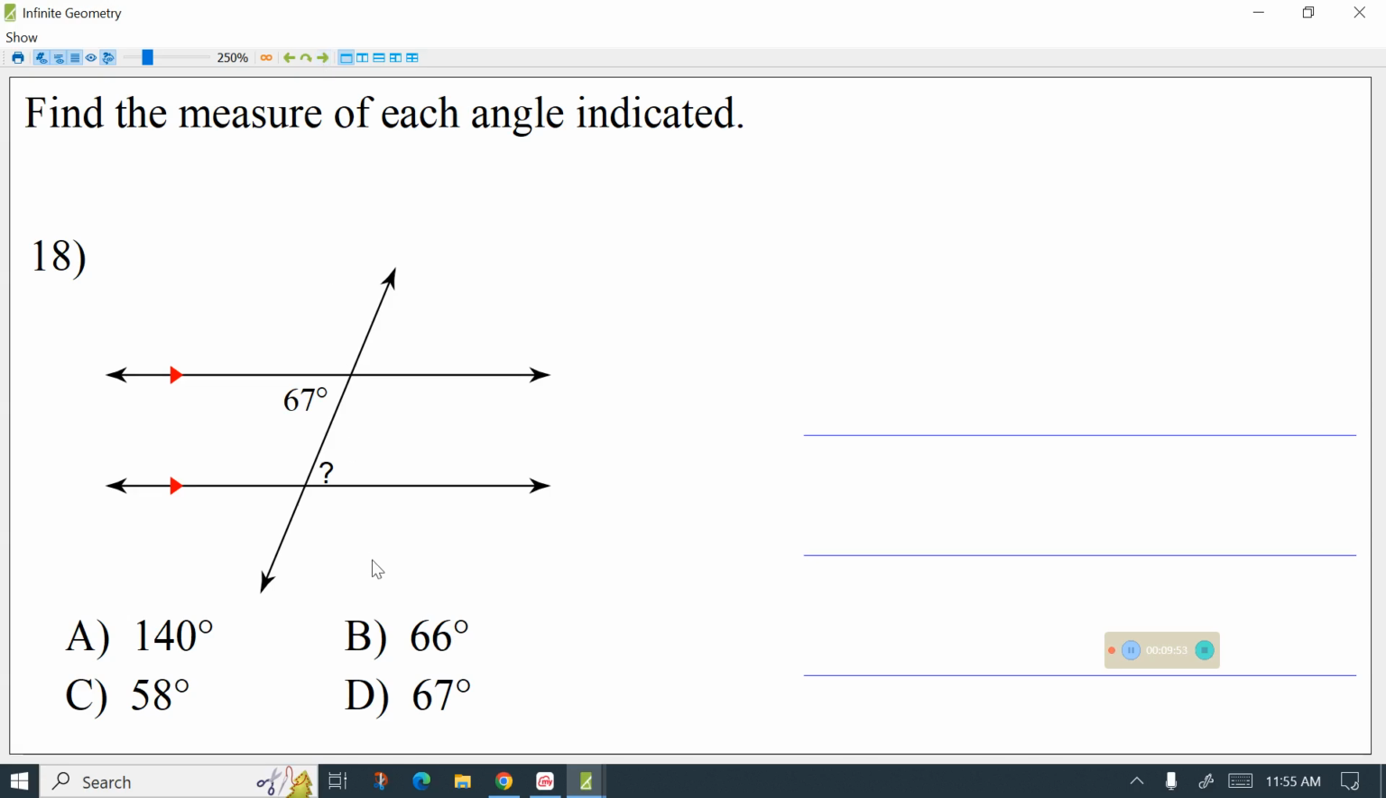Okay, now 18, these are alternate interior angles. So you should be able to walk up to this problem and know after about maybe 30 seconds at most that this is 67, that those have to be the same, okay?